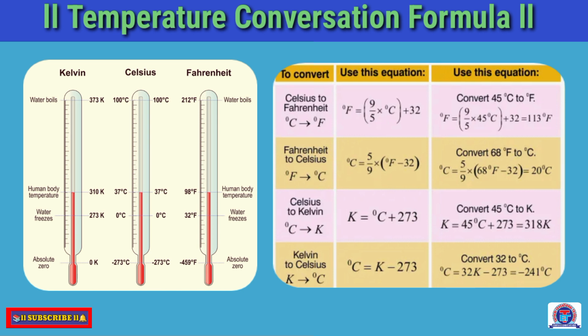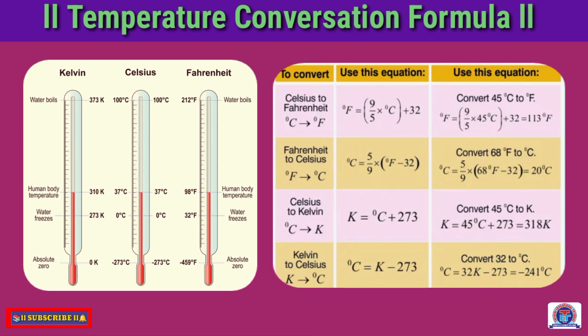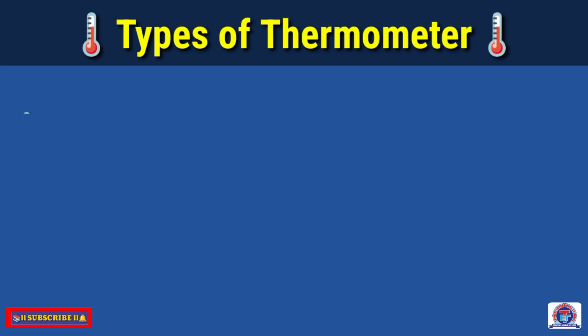Now we understand the temperature conversion formulas. Degree Fahrenheit is equal to 9 by 5 times degree centigrade plus 32, used to convert Celsius to Fahrenheit scale. Degree centigrade is equal to degree Fahrenheit minus 32, multiplied by 5 by 9, used to convert Fahrenheit to Celsius scale. Kelvin is equal to degree centigrade plus 273, used to convert Celsius to Kelvin scale.